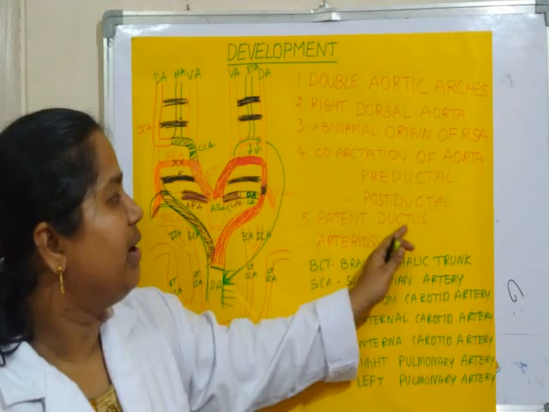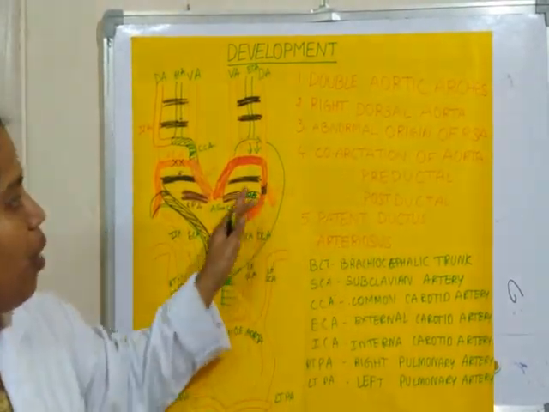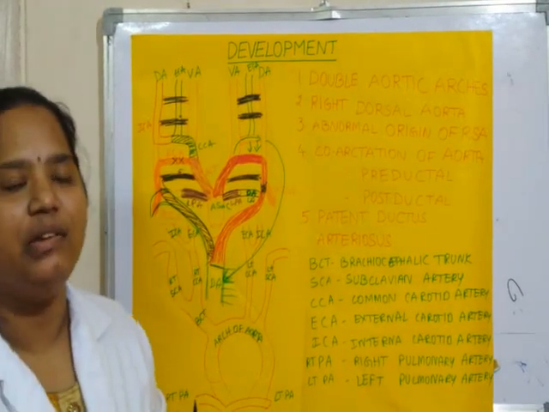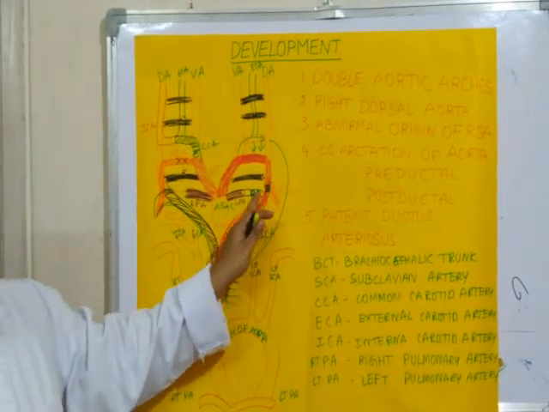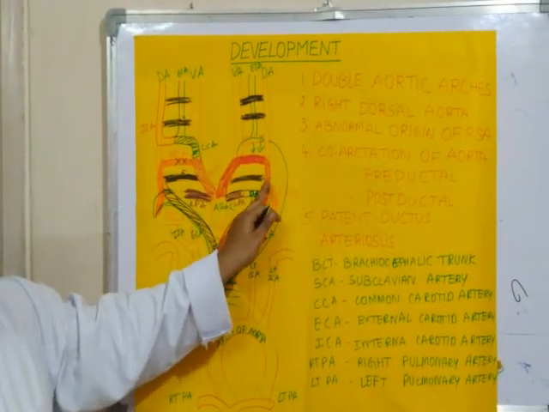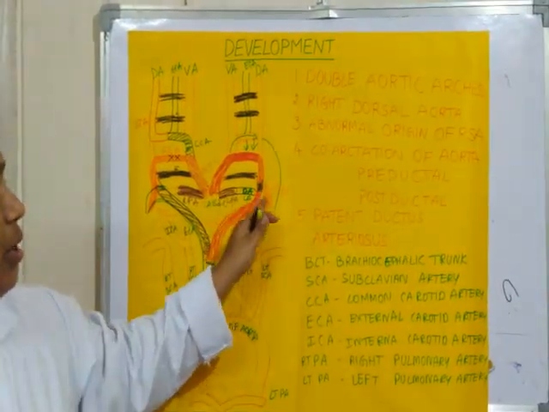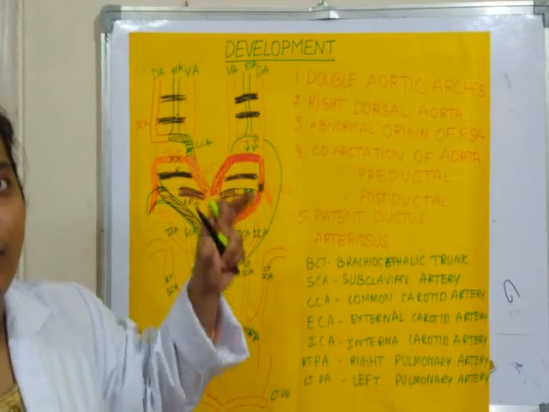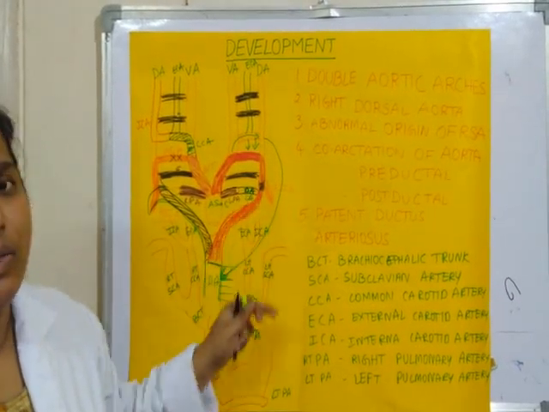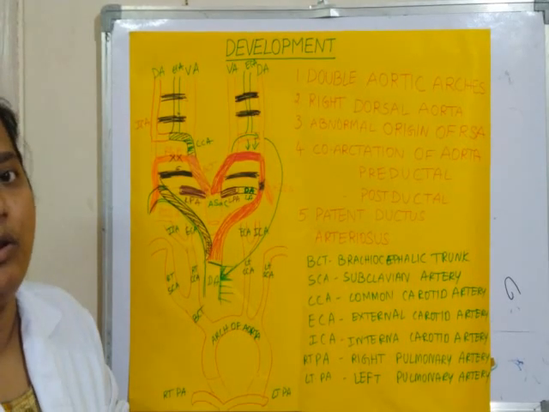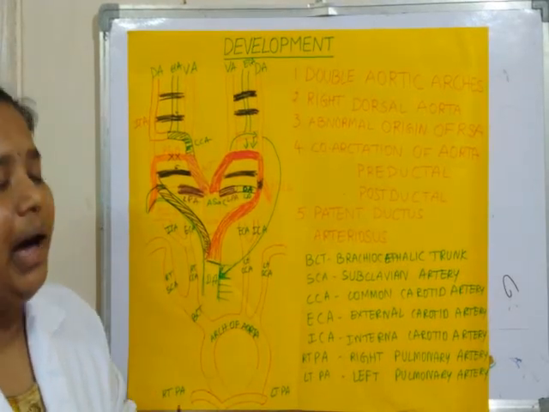Then next, patent ductus arteriosus. Normally the ductus arteriosus should be obliterated after birth. In the first 3 months, due to some chemical changes, this gets obliterated and there is no flow of blood from arch of aorta to the left pulmonary artery, or either way. Due to some chemical changes, this gets closed. Later, after 3 months, anatomical changes occur. There will be growth of tunica intima, tunica media, and this gets completely obliterated and it forms the ligamentum arteriosus.